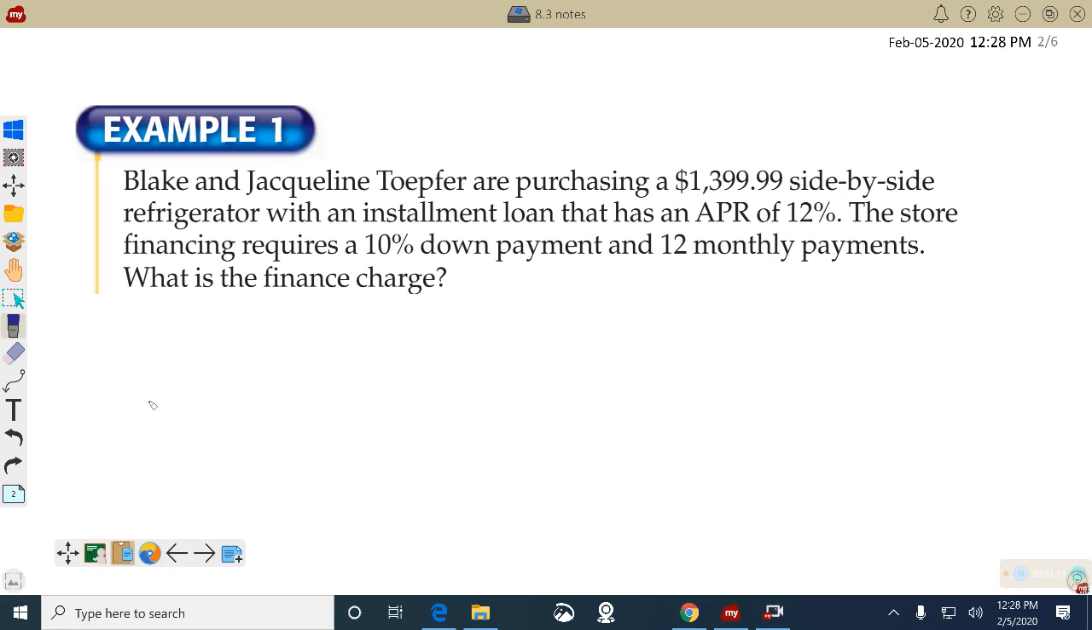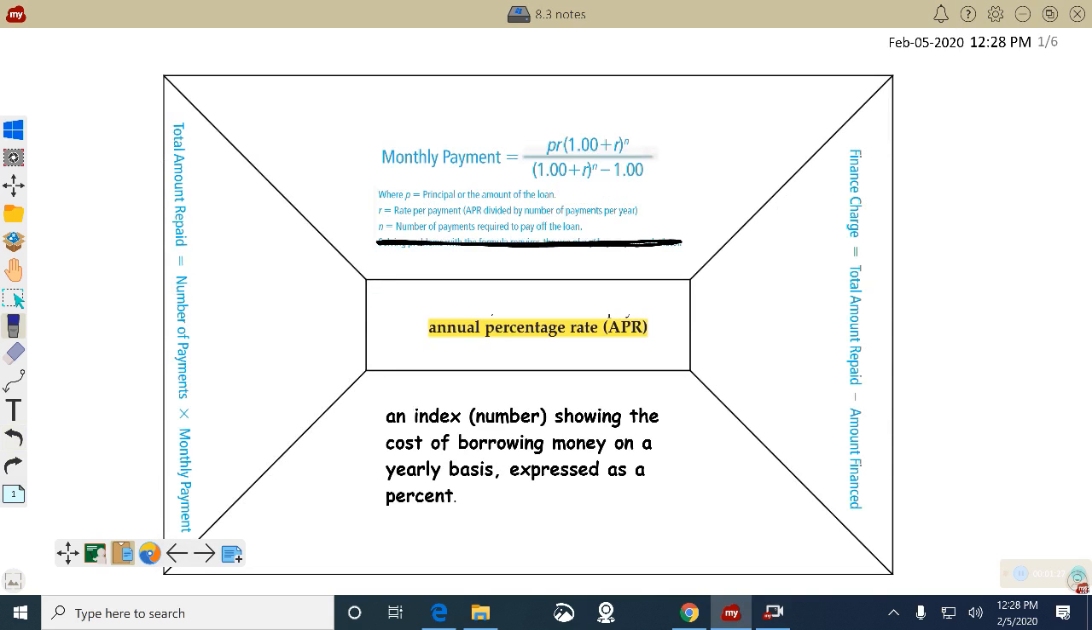Okay, so finance charge. What is a finance charge? That's the mission here. It would be the unknown. And yesterday, according to our information frame, finance charge was this formula right here on the right. You wrote it down yesterday. It's right here. Finance charge equals total amount repaid minus amount financed.